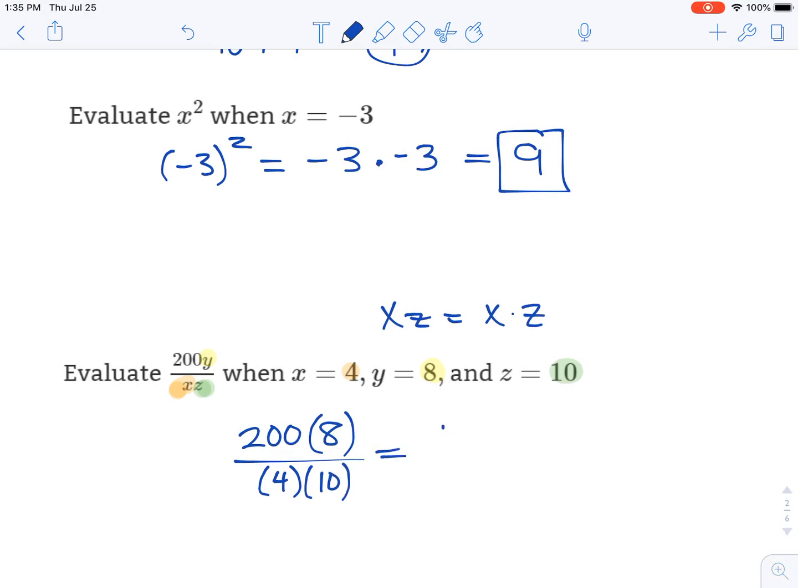So 200 times 8 would be 1600. 4 times 10 would be 40. And then doing this division here will give us 40. So the value of this expression, when I plug in those values, is just 40.